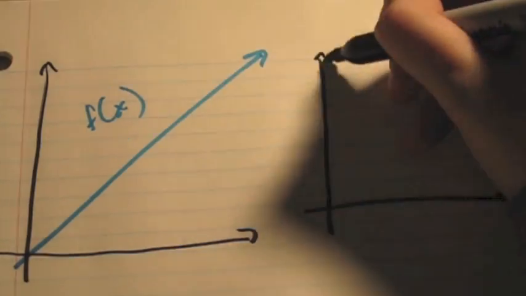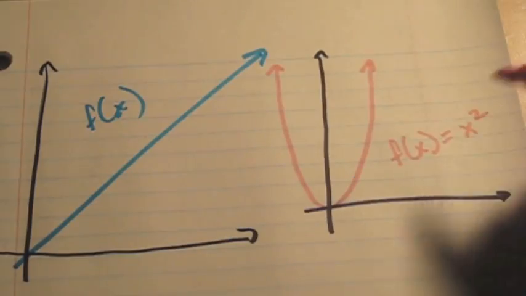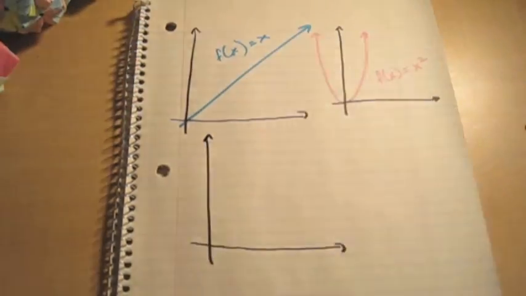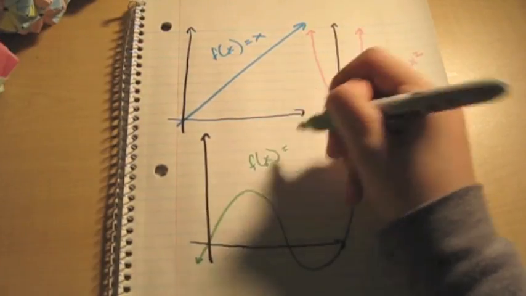Graphs come in many shapes and sizes. Sometimes they're simple, like f of x equals x, or a little harder, like f of x equals x squared. And sometimes they're just really confusing, like f of x equals sine of x, and really I'm not sure how exactly trig functions even work. I think it has something to do with triangles.